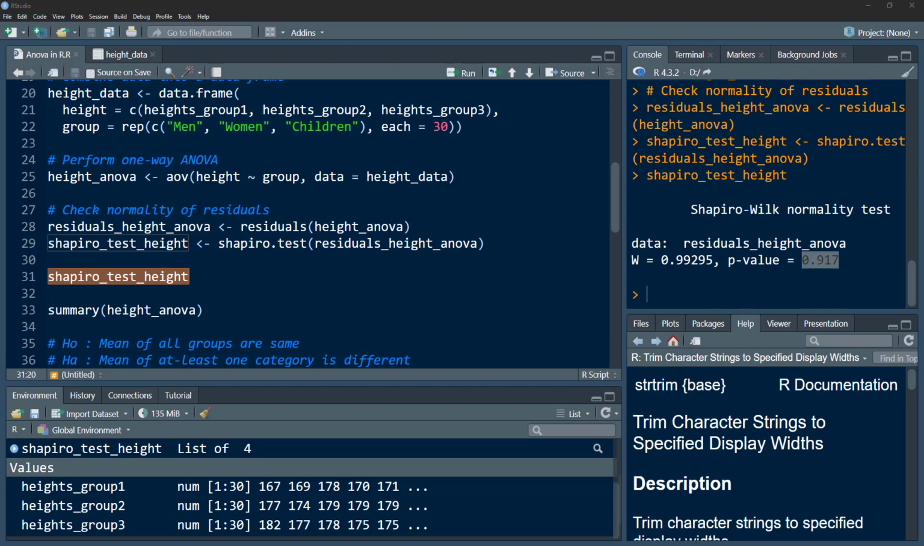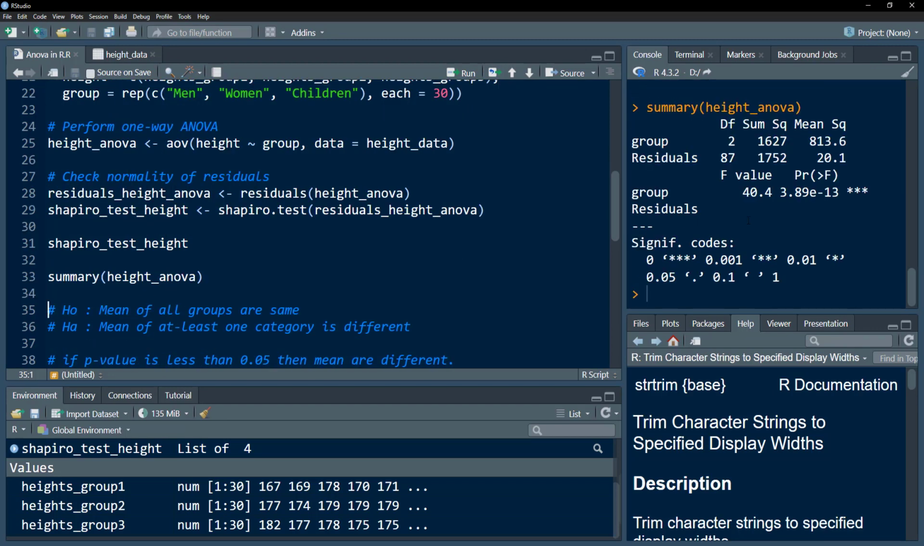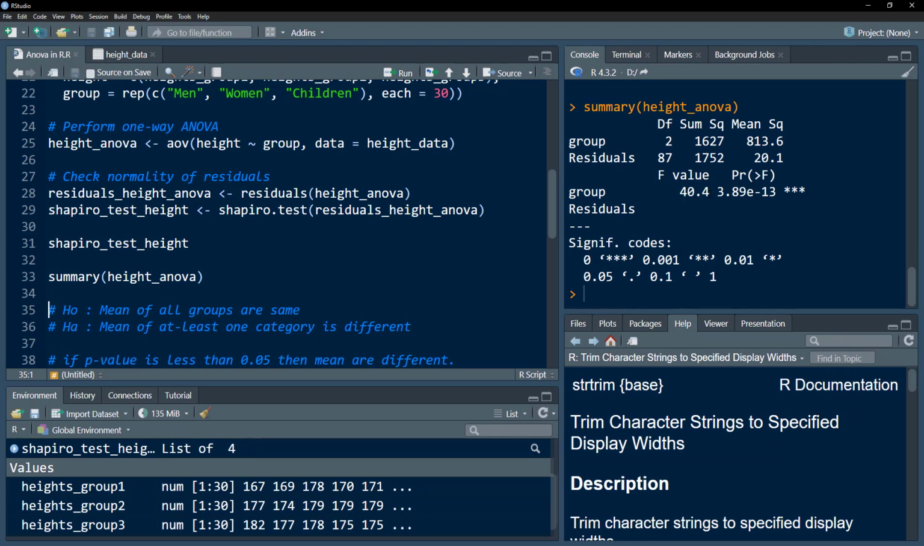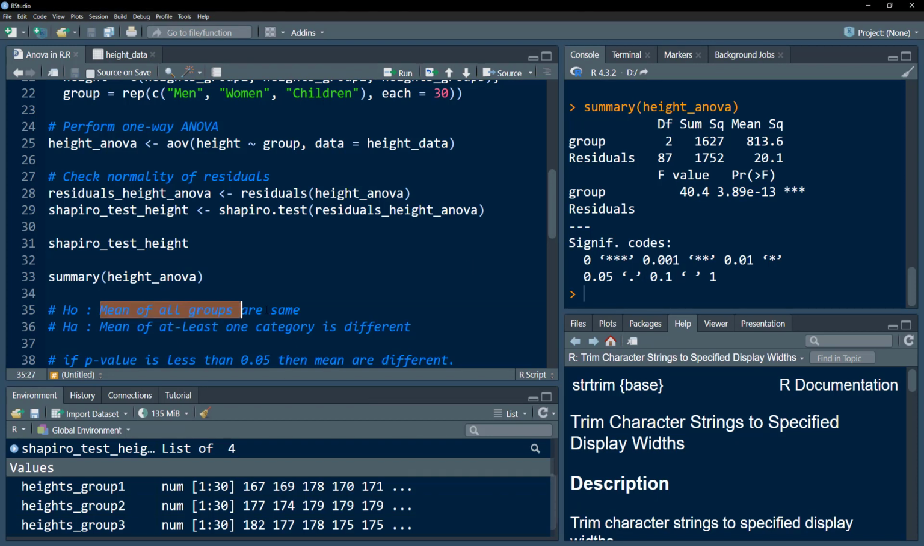Let's move on to display the results of this ANOVA that we have performed. We have saved the results into this object called height ANOVA, and let's present the summary statistics of that variable. Now we have different statistics, but what we mainly are interested in is this p-value. In this case, let's first discuss what our null and alternate hypotheses are. Our null hypothesis is that the mean value of all the groups is the same. That means whether it's man, woman, or children, their mean height is the same. That is the null hypothesis.